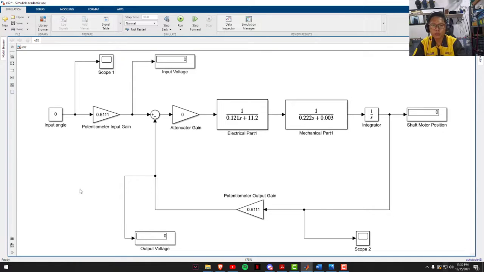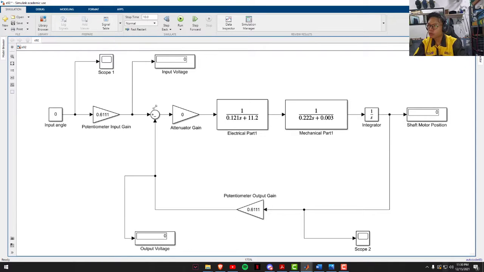The block parameters that we use in this block diagram are, first, the input angle, potentiometer input gain, and attenuator gain. This is for the motor part, which consists of two parts, the electrical part and the mechanical part, and then one integrator and one potentiometer output gain.